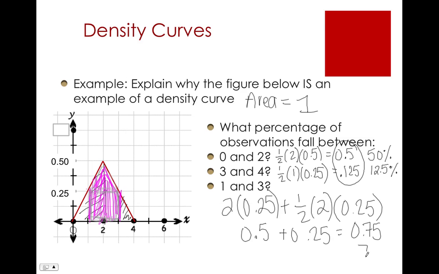or 75%. You could have also realized that since this small triangle, as we found in the second question, had an area of 0.125, this one, which is symmetric to that one, is also 0.125. And if you add those together and subtract from 1, since that's the total, you would end up with 75%. I'm okay with either of those.